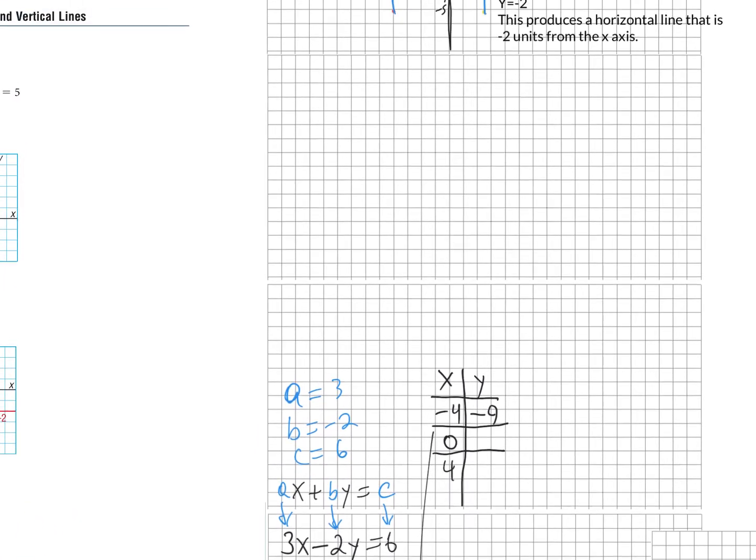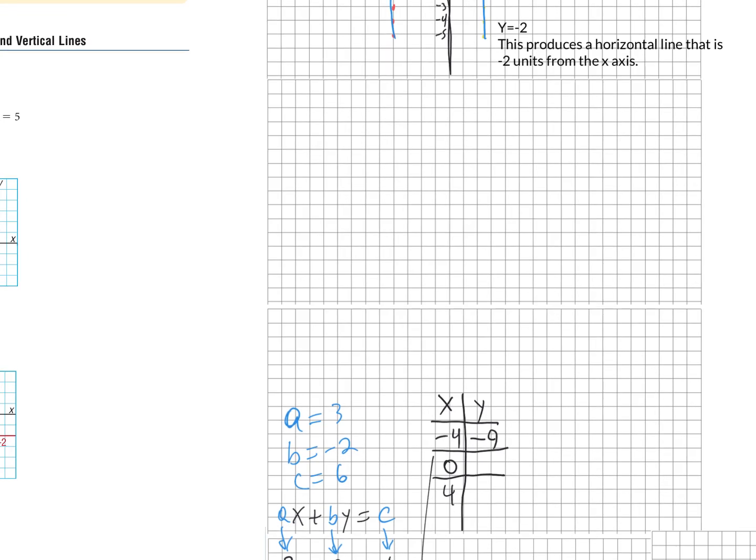So 3x take away 2y equals 6. This time I'm going to use the value for x equaling 0. So if we have 3x, with x equal to 0, take away 2y equals 6. Well, I know that 3 times 0 is 0, take away 2y equals 6. Since this is a 0 already, I don't need to add or subtract anything. So really, I just have -2y equals 6.